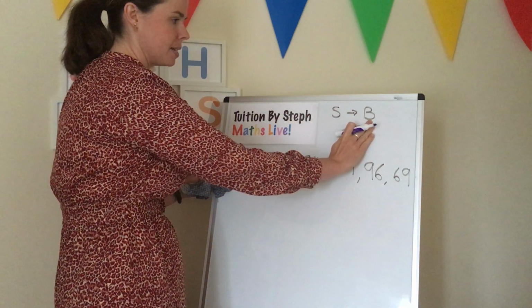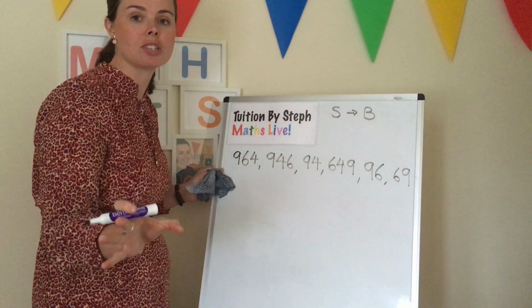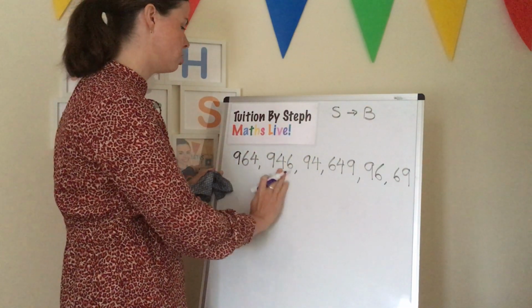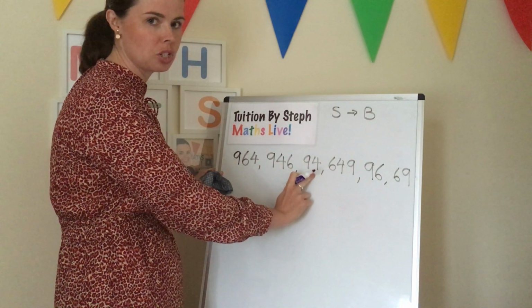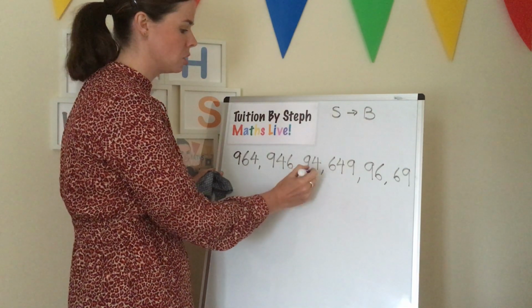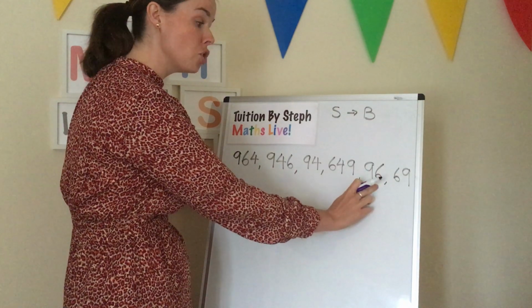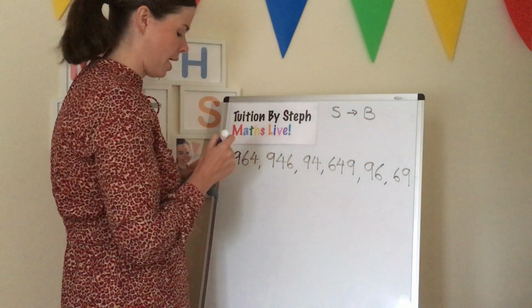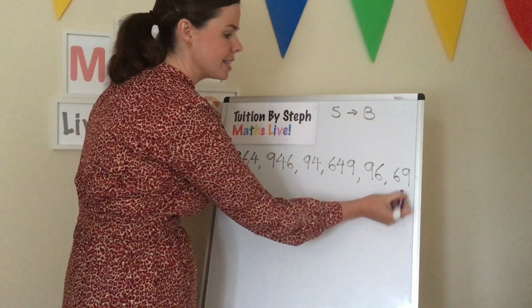Smallest to biggest. Okay, so I'm looking for the smallest number first. Now let's see, how many digits do all the numbers have? We've got 3 digits, 3 digits, 2 digits. Now we know that a 2-digit number, when it's a whole number, is smaller than a 3-digit number. So this is the smallest so far. 3 digits, 2 digits, and 2 digits. Right. Now, I've got 94, 96, and 69.